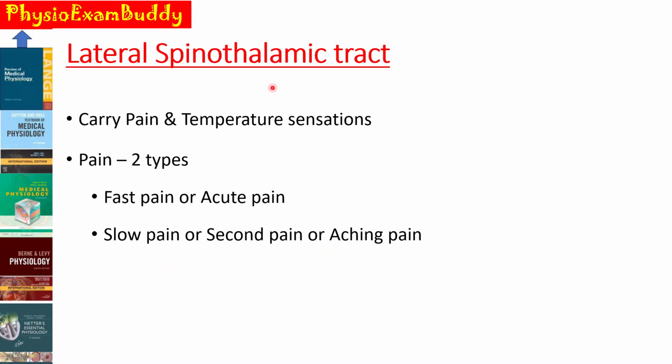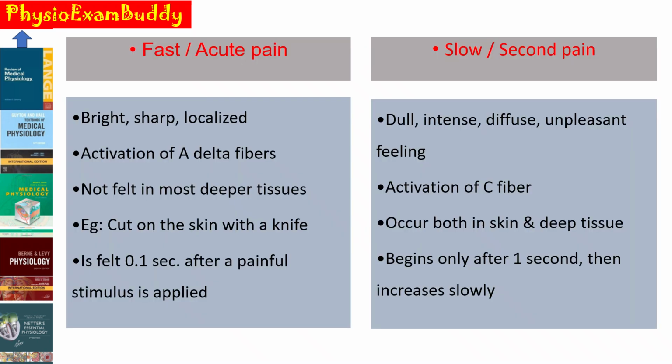First, about the lateral spinothalamic tract. That is the one which carries not only the pain but also the temperature sensation. And the pain is again of two types, that is fast pain as well as slow pain. The fast pain is also known as acute pain, whereas the slow pain is also known as second pain or aching pain.